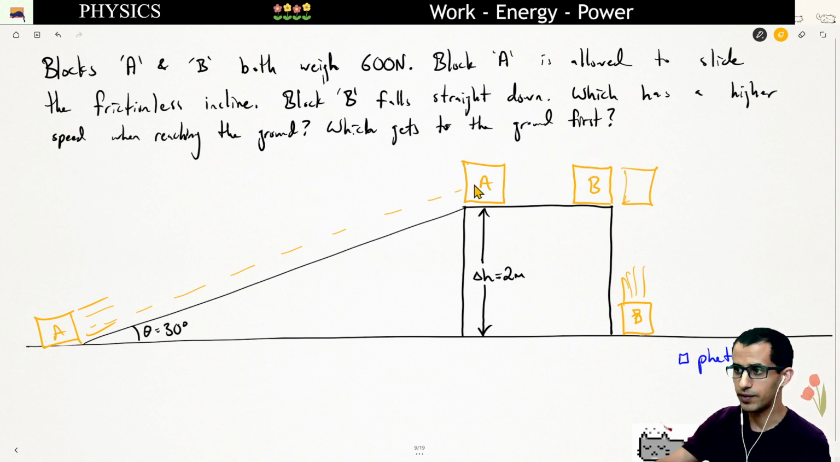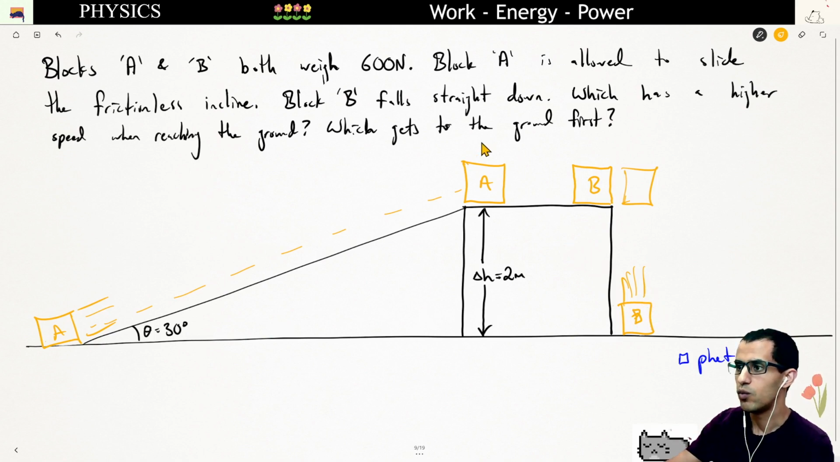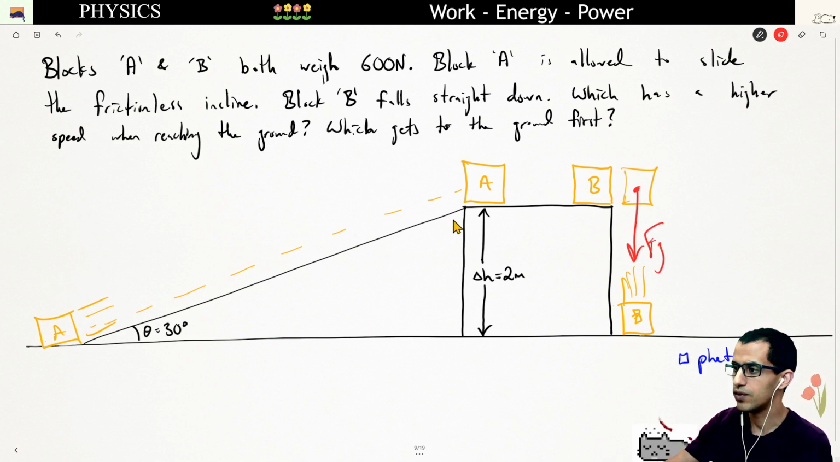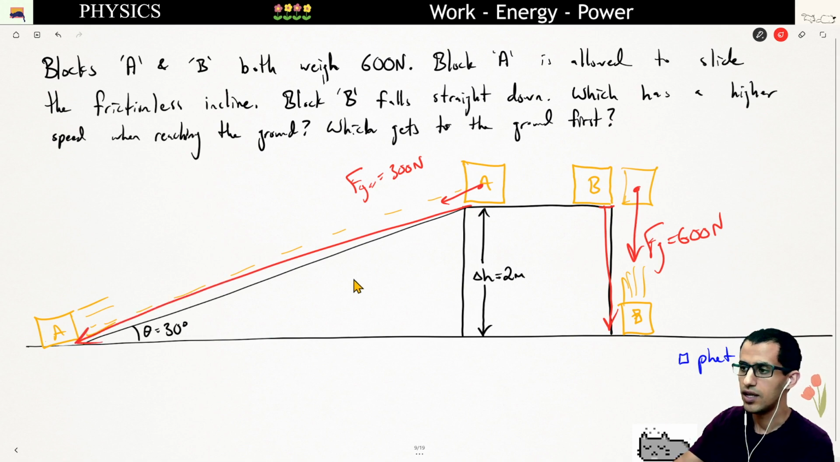Well, again, they both experience the same change in potential energy, and so they're going to both have the same amount of kinetic energy at the bottom, which means that they both have the same speed. Which one gets to the ground first? Because block B is going to have a larger force in this direction, force of gravity, which is equal to 600 newtons, and block A has a smaller force, it's the force of gravity parallel, that's only equal to 300 newtons. Block B is going to have a higher acceleration. Block B also only has to travel a short distance. Block A has to travel a long distance. And that means that block B is going to reach the ground first.